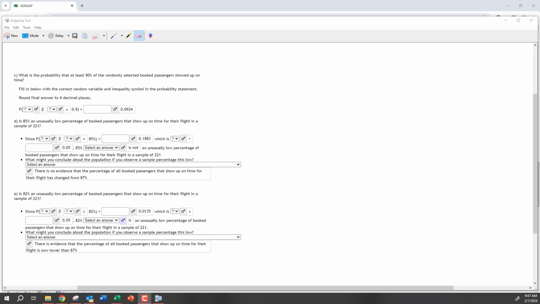So the first thing they ask us is, what's the probability that at least 90% of the randomly selected booked passengers showed up on time? Well, we need to be able to have a normal curve approximation. We have to have some sort of normal curve. And to have a normal curve, we know that the middle of it, oh, this is a terrible drawing, is the mean. And then we have to come up with whatever the standard deviation is.